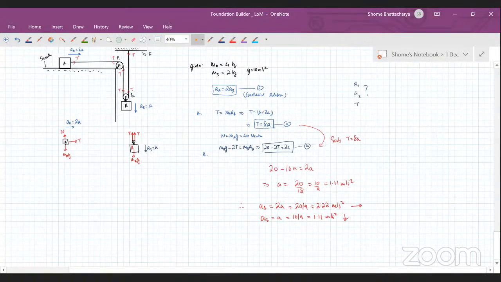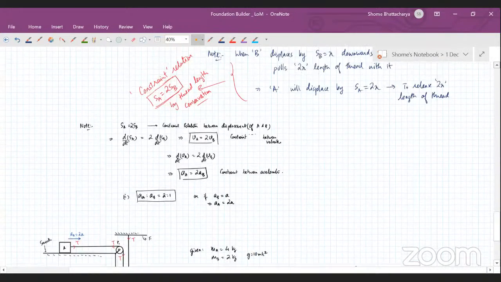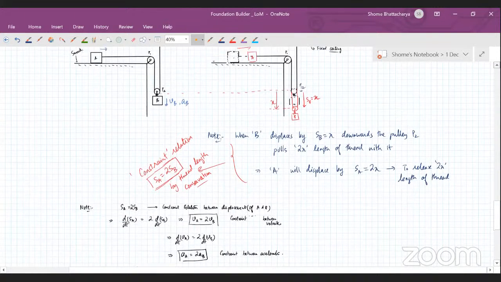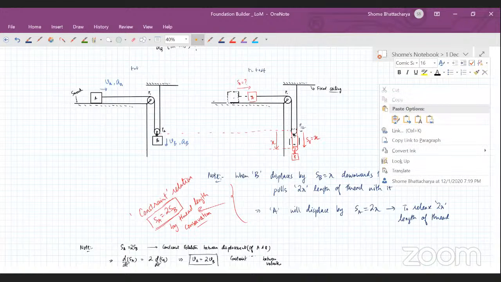Okay, so let's just take a look at the constraint relation concept once more. Then we'll come back to this. So make sure you understood this first step, the relationship between their displacements. Okay. And then from that, the relationship between their accelerations, which will come by differentiating that. And then finally, the solving of the equations.